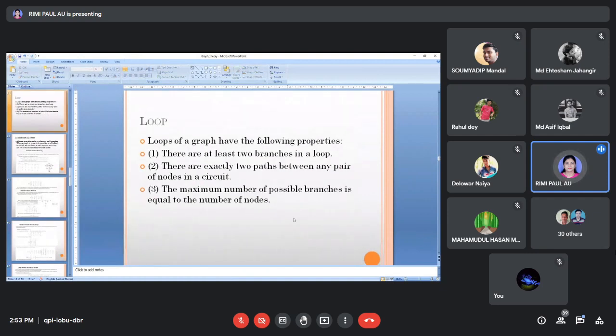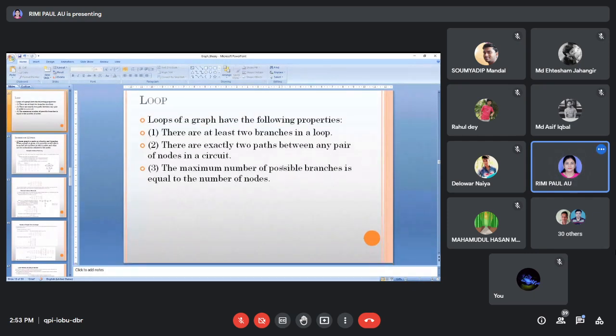The loop of a graph has the following properties. There are at least two branches in a loop. There are exactly two paths between any pair of nodes in a circuit. The maximum number of possible branches is equal to the number of nodes. Maximum number possible means the maximum number of nodes there will be, that is the number of branches, and then we will get a loop.